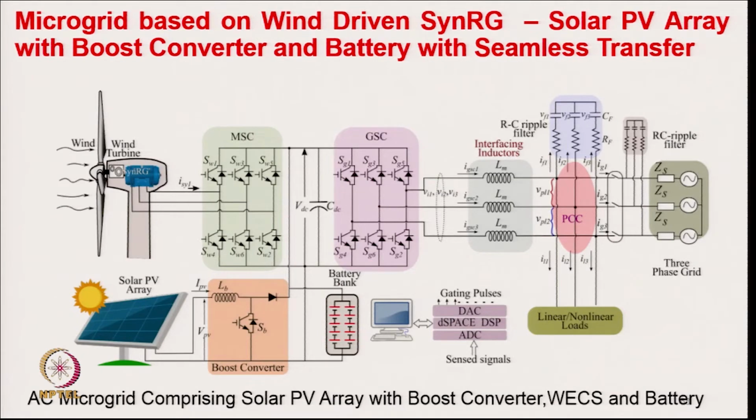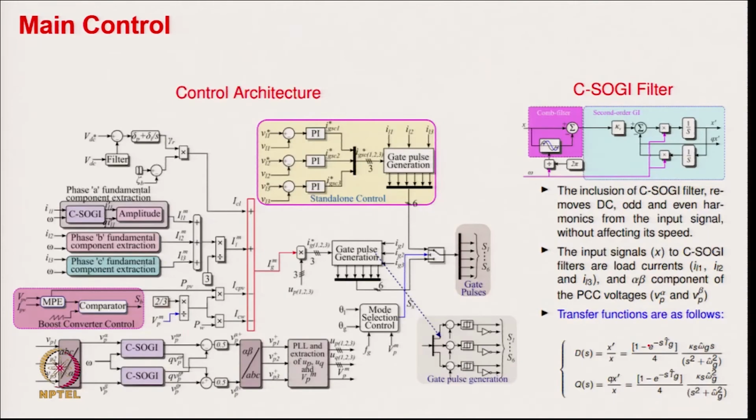So, now coming to another topology of microgrid based on a wind driven synchronous generator, typically a synchronous reluctance generator, and solar PV. And then we have the battery connected on the DC link, and we have a grid side converter connected to this with synchronization, and having a linear and non-linear load feeding the local load also.